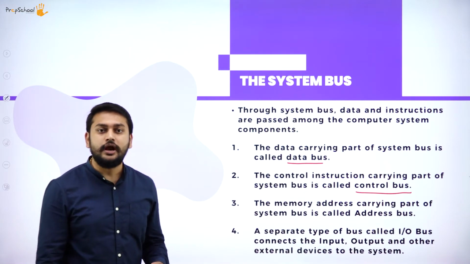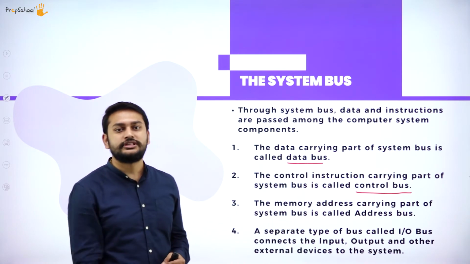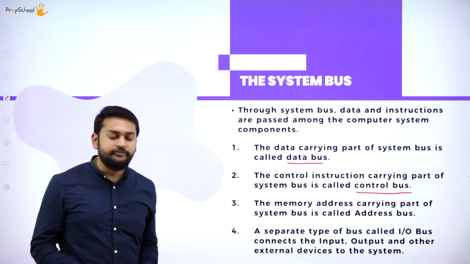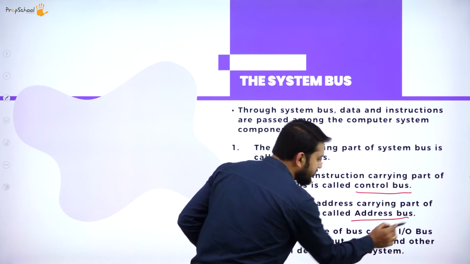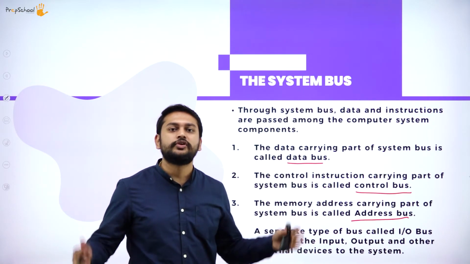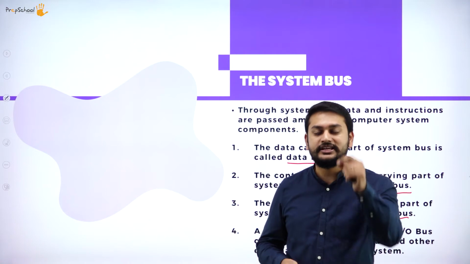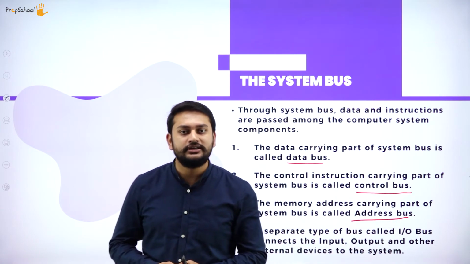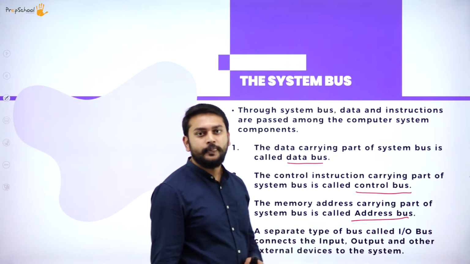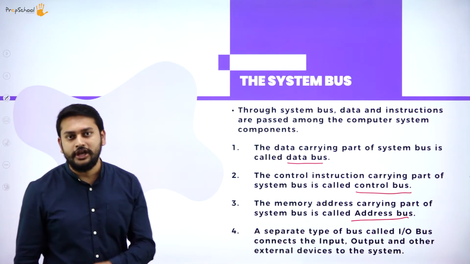Why do I use the control bus? If the bus is carrying the control signals, then I will call that a control bus. The same way, I have the next bus, the address bus. If the bus is carrying the address, I will call that an address bus. In the same way, the last bus that I have: if the bus is carrying input and output signals, then I will call that an input output bus, is what you need to remember. These are the different types of bus that we had.